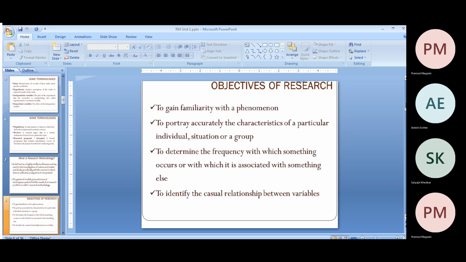Okay, so some points they have mentioned, I'll read it. To gain familiarity with the phenomena. It means, suppose I'm using a single acting cylinder in a vertical direction, so there is a nature that we will have to consider the gravity force also. So there should be familiarity with whatever laws and principles are required for that particular subject that we need to consider. Second, to portray accurately the characteristic of a particular individual situation or a group.